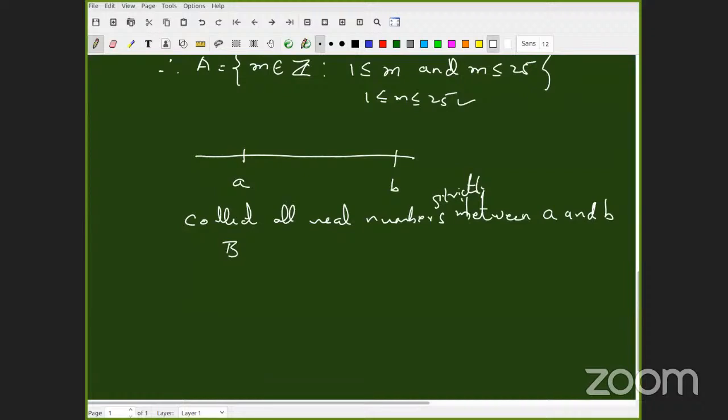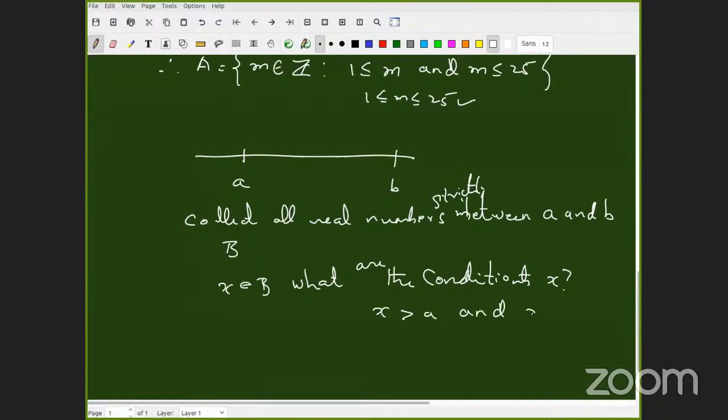X less than A, then X lies between A and B. How do I write that? That's what I question. You are also saying the same thing. I don't know how to write B, right? If X is in B, what is the condition on X? How many conditions do I have? X greater than A and X less than B. Very good. So we'll write this set now.